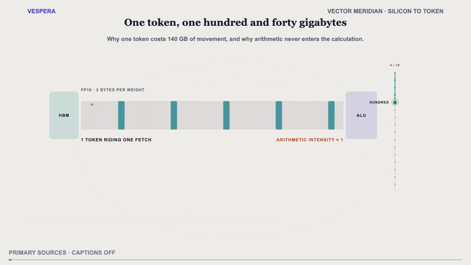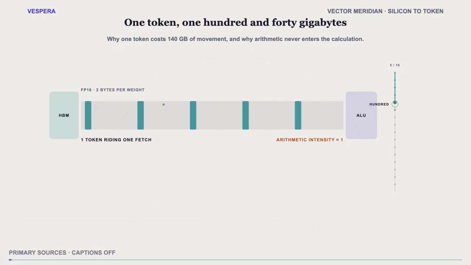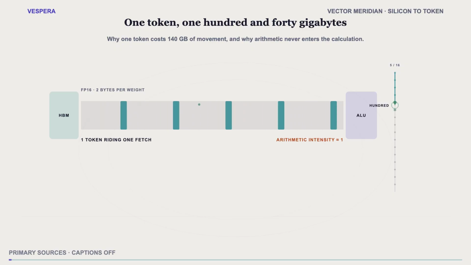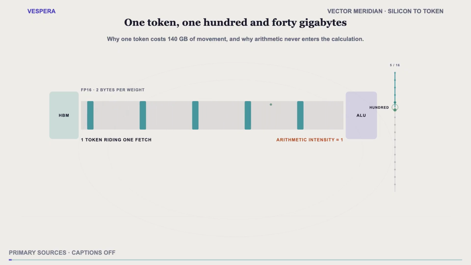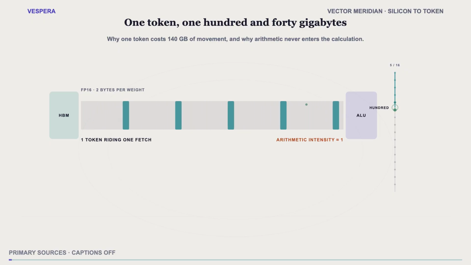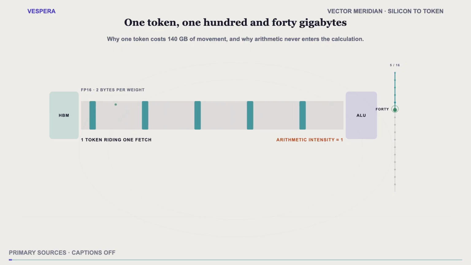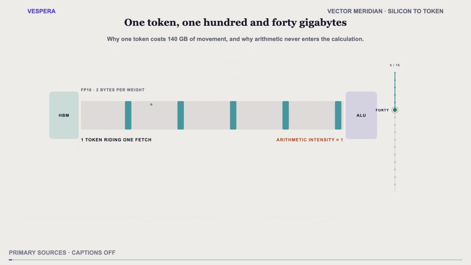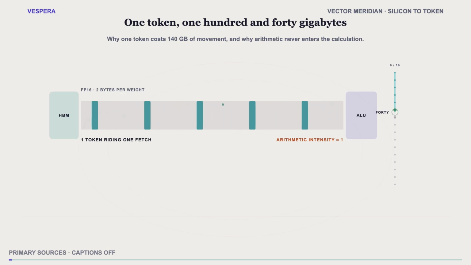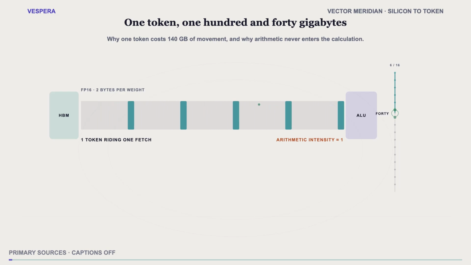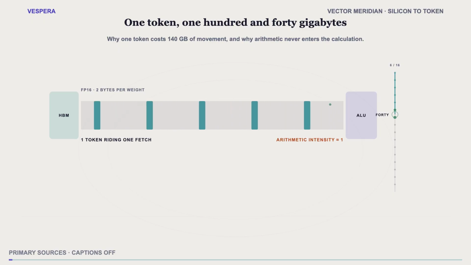So, 140 gigabytes at 3.35 terabytes per second. Divide, and you get 42 milliseconds. 42 milliseconds per token as a floor, not as a measurement of some inefficient implementation, as a floor, a hard one. That is the time required to move the numbers, and you cannot produce the token without moving them. 42 milliseconds per token is about 24 tokens per second. That is the theoretical ceiling for that model on that chip, at batch size 1, before you have accounted for a single other cost.